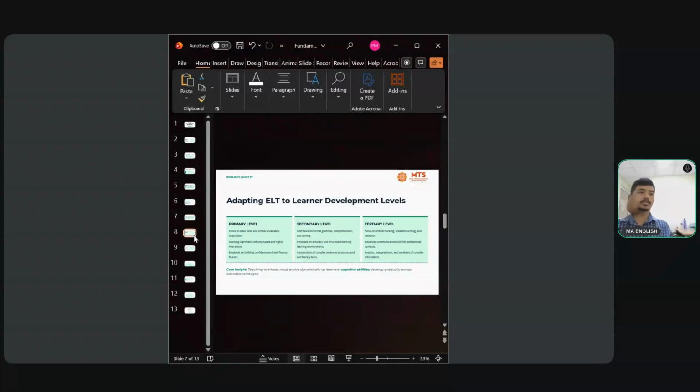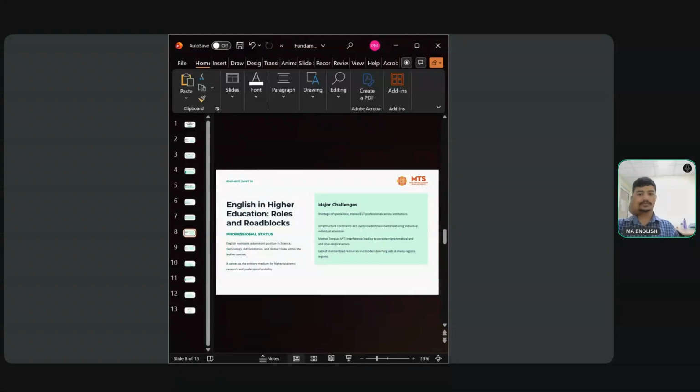Now let's move to Unit 18. Unit 18 deals with a topic that is close to the reality of English teaching in India: the role and status of English in higher education, and the serious problems that come with it. This slide uses the phrase roles and roadblocks, and I think that captures it very well.